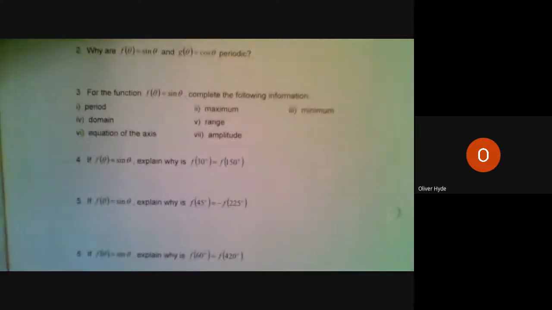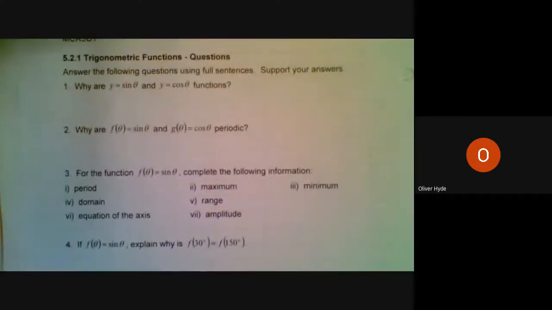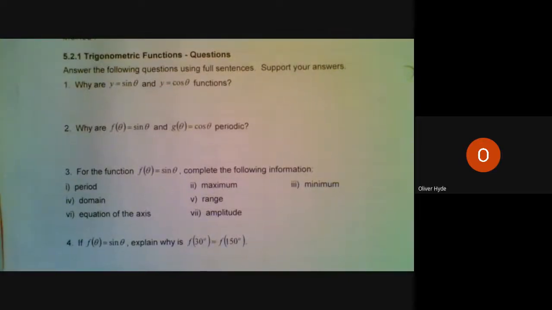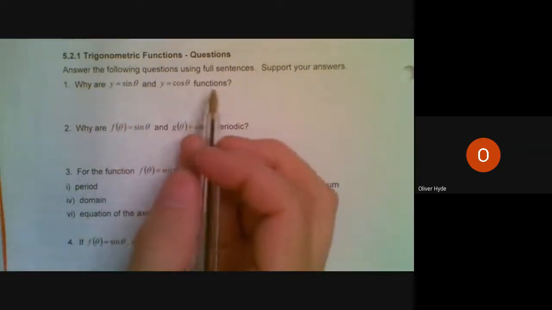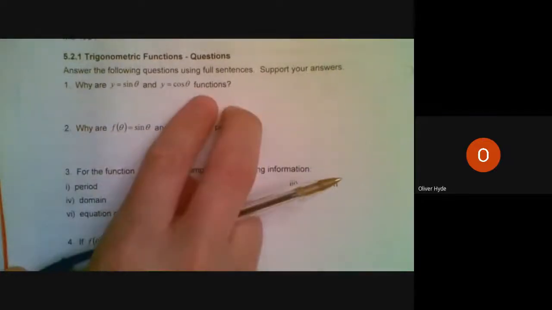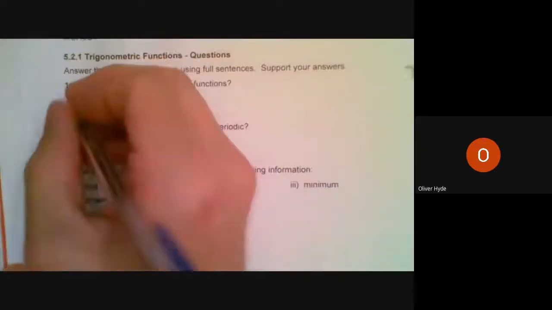Okay, let's take a look at some of the questions on the back and see how we do. Do generate your cosine curve. It's a little bit different. Let's see. Is y equals the sine of theta a function? Let's again get some more practice with our definition of a function.